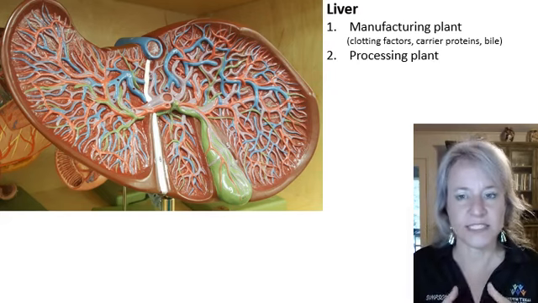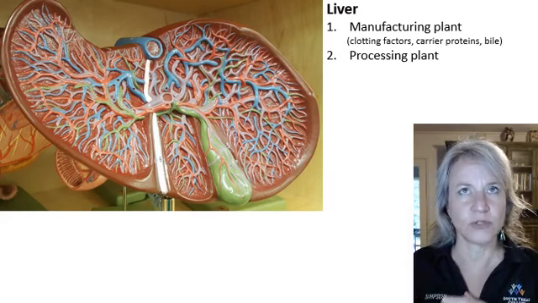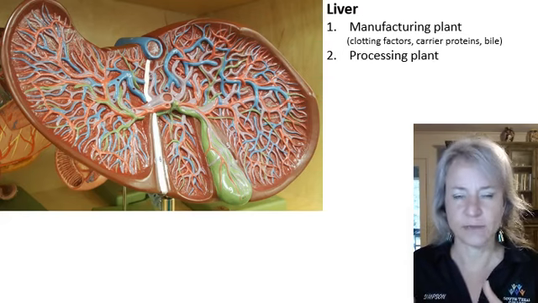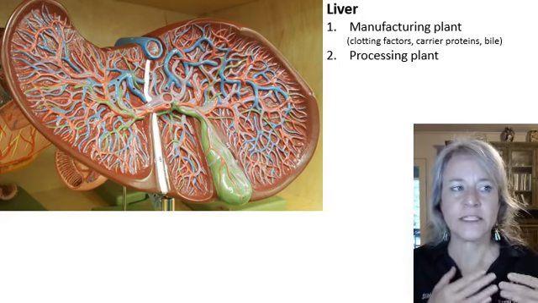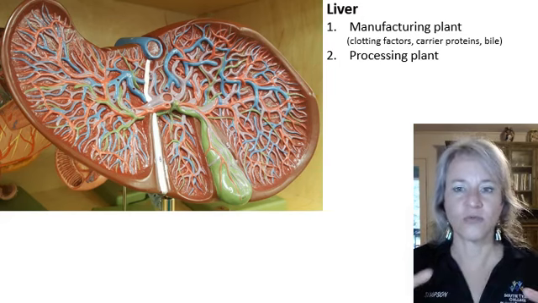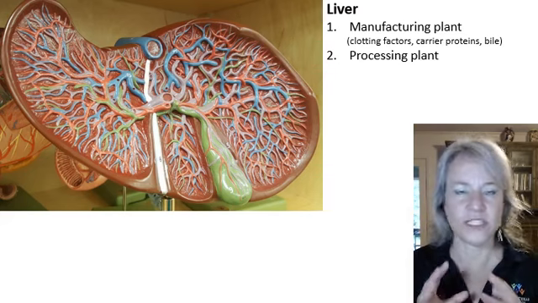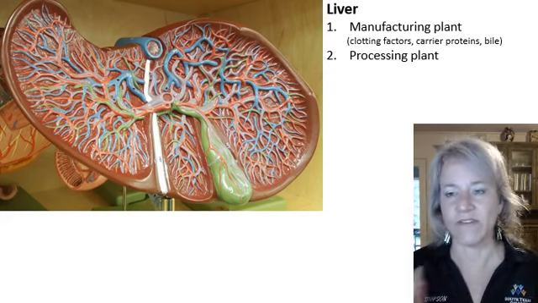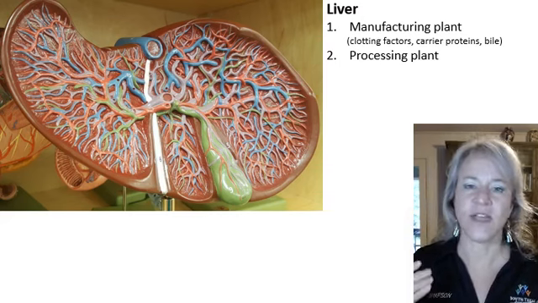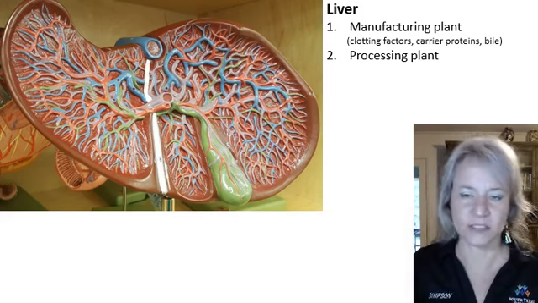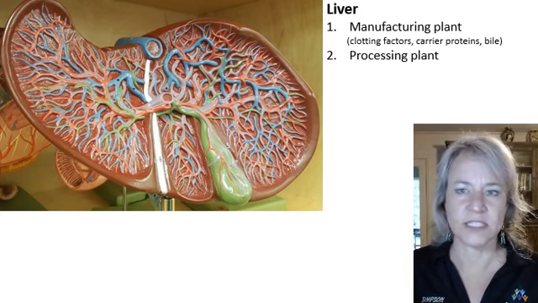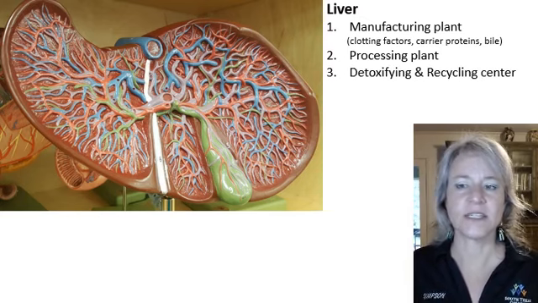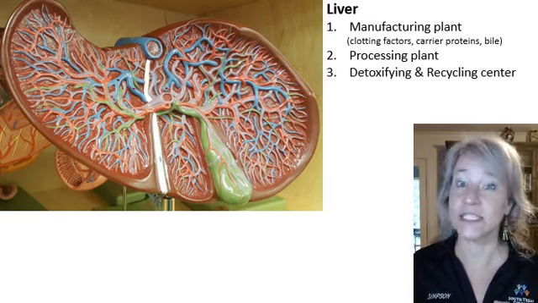It is also a processing plant. So all of those newly absorbed nutrients from the small intestines get transported first to the liver to be processed before going to all the rest of the cells. Everything, all the nutrients, goes to the liver to be processed except for fat. Fat just goes into the lymphatic vessel, up that thoracic duct, and directly into the blood. But all the other nutrients go first to the liver to be processed before going to the rest of the cells.